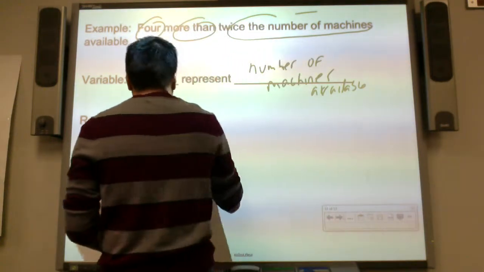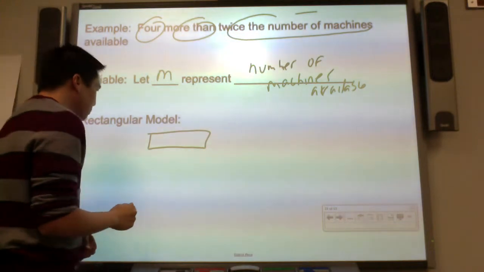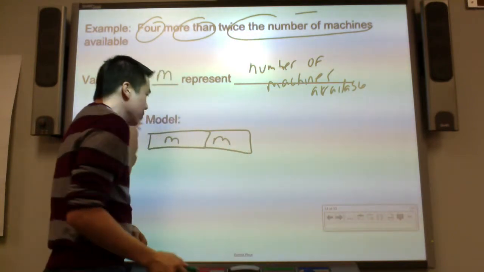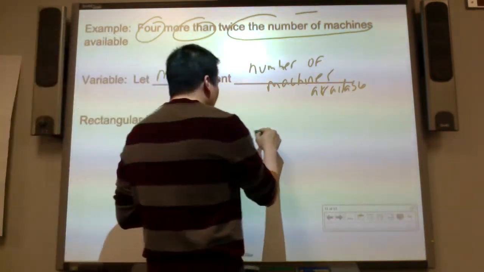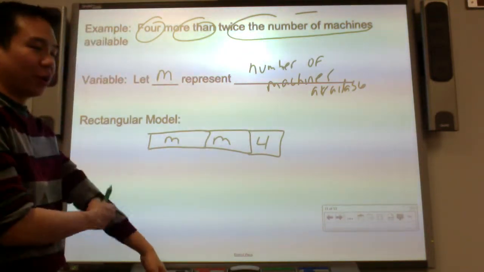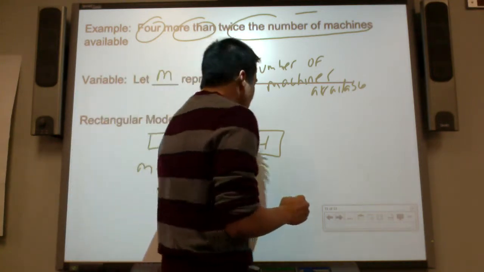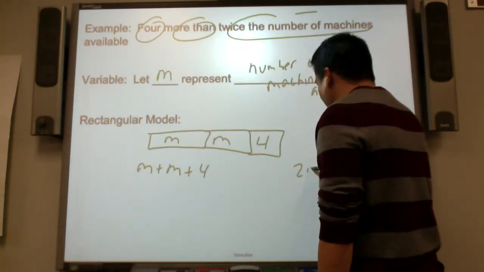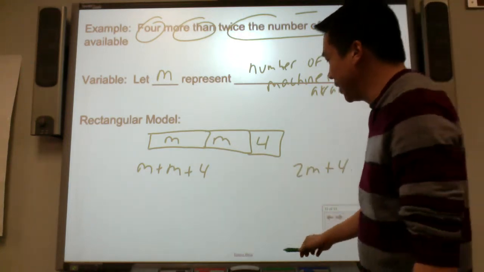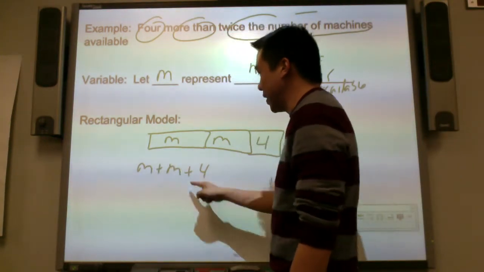So we have twice the number, 4 more than. So we have machines and machines. So we have twice the number of machines and 4 more than. So we have 4 more than twice the number of machines. So you could say the answer is M plus 4. You can also even write it as 2M plus 4. Yeah. So either one is correct. So it's 4 more than twice the number of machines.